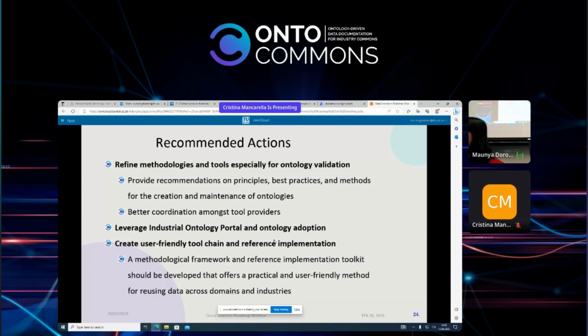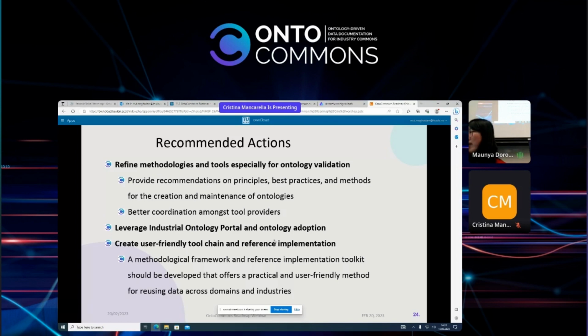For the recommended actions, we think we should meet the industrial needs, of course, and considering the current state-of-the-art ecosystem, we want to recommend people to contribute on principles, best practices, and methods for creating and maintaining ontologies. The future work should also consider identifying the missing aspects in this tool ecosystem. We want to promote the industrial portal as a very important component in this toolkit because it can make ontology adoption easier and more meaningful.